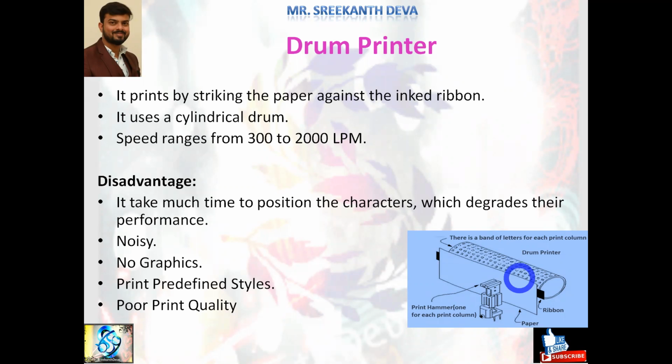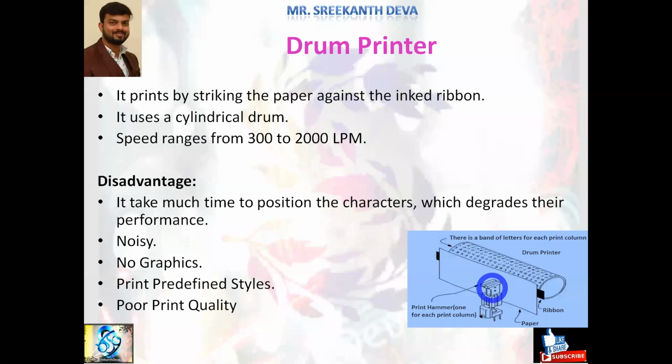These characters are arranged in different numbers of bands. This type of printer we call a drum printer. Here is the ribbon, and on the back side is the paper. The paper is attached here, and the hammer is there. This type of printer is also called a line printer.